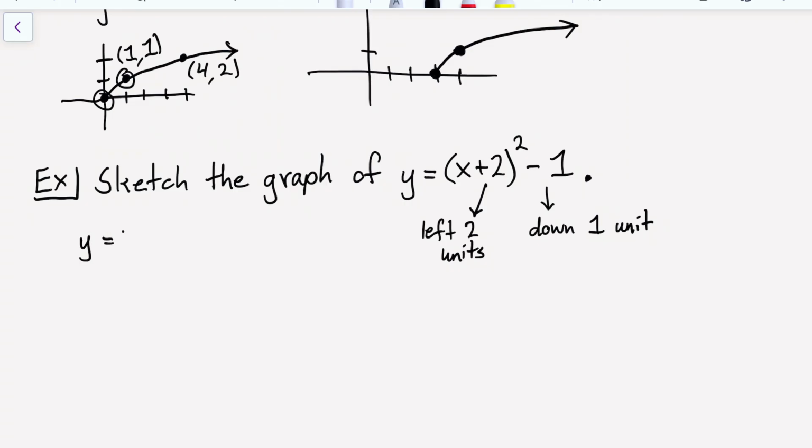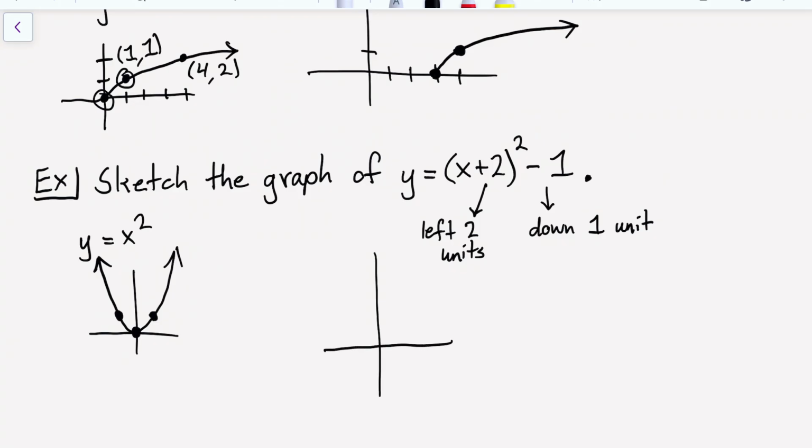Here is the original toolkit function, y equals x squared, one more time for reference. It has its origin at (0, 0). So we're going to take that and imagine what would it be like if we shifted every point to the left 2 units and down 1 unit. Let's try to track those changes. We could also do this with a table of values.